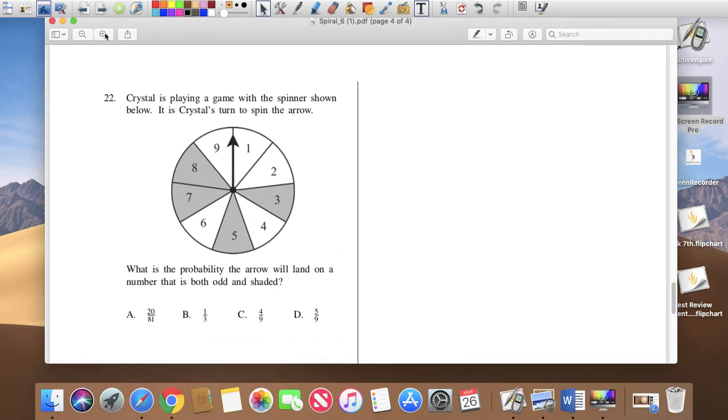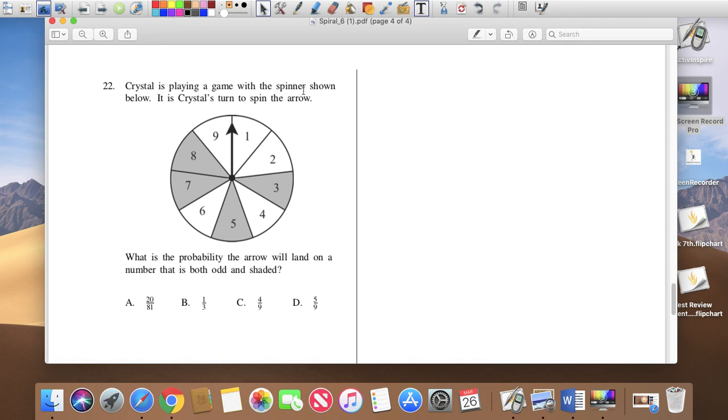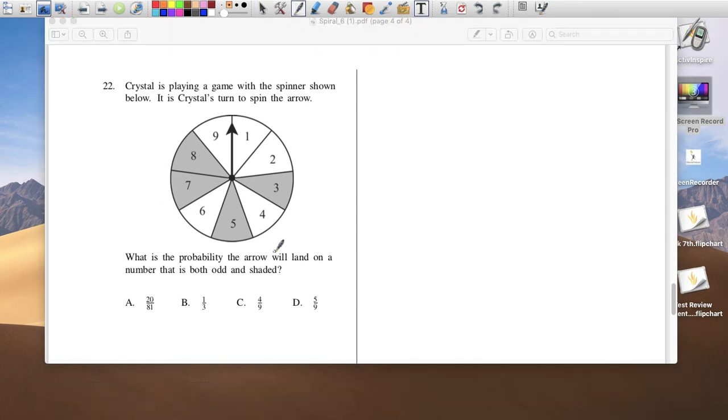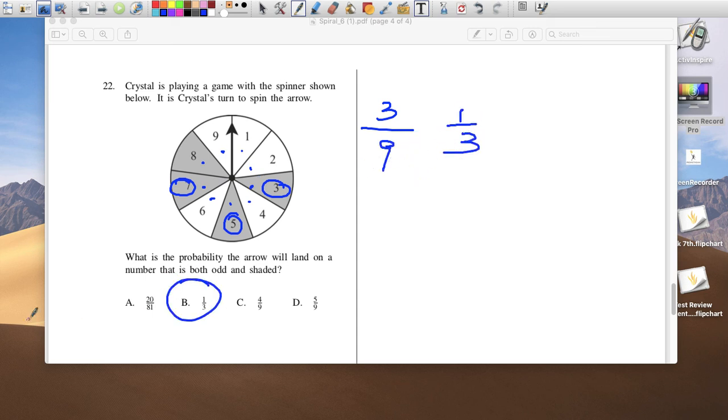Crystal is playing a game with a spinner shown below. It's Crystal's turn to spin the arrow. What is the probability that the arrow will land on a number that is both odd and shaded? So 7 is odd and shaded, 5 is odd and shaded, and this is odd and shaded. There are 3 numbers that fit that category, out of 1, 2, 3, 4, 5, 6, 7, 8, 9. If you simplify that, it becomes 1/3. There's our answer.